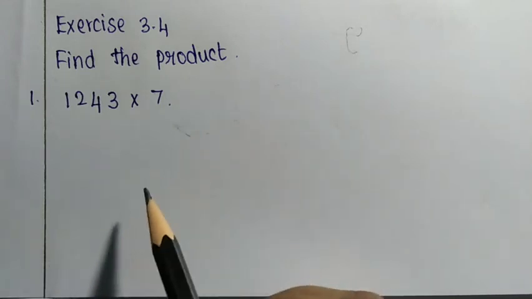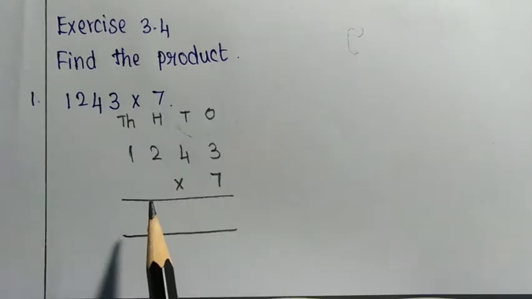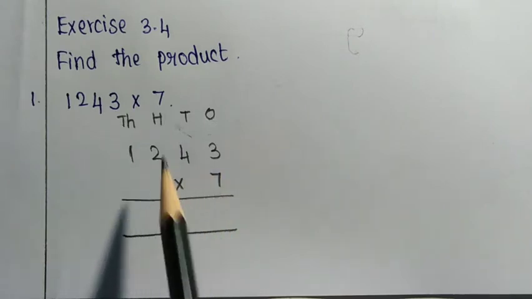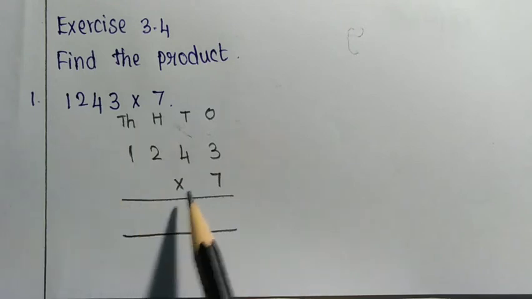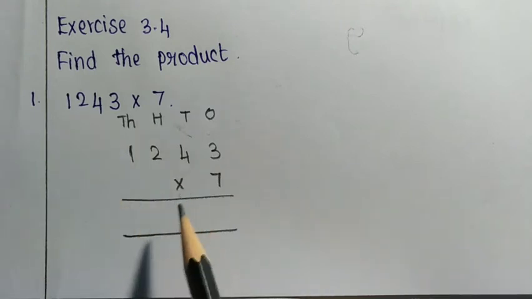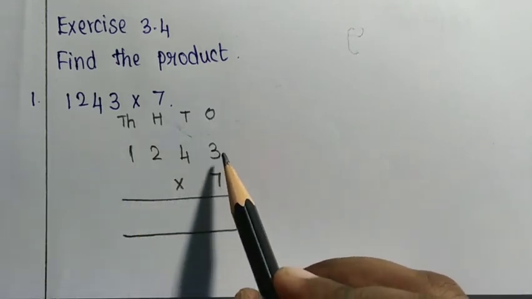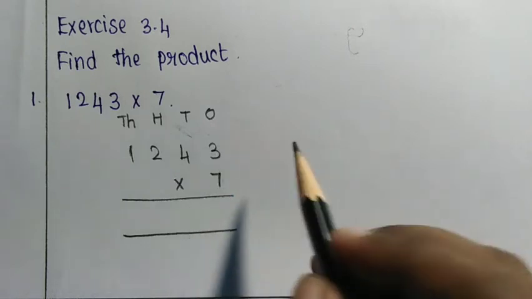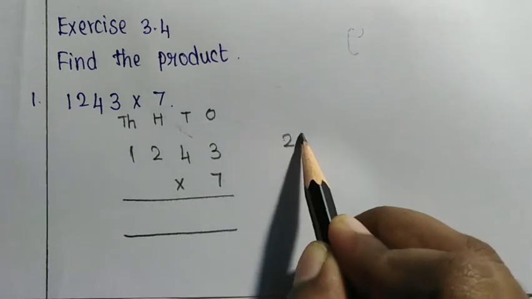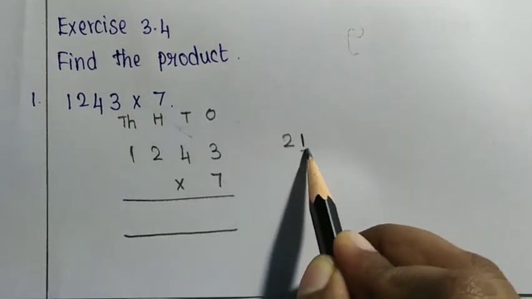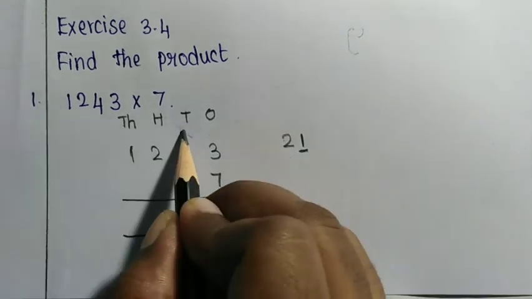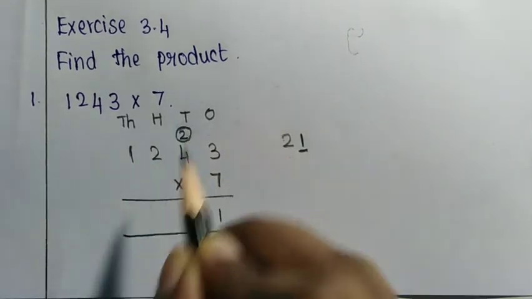First, let us write them in columns. Here we have written the multiplicand and the multiplier in columns. We have mentioned the place value and the multiplication symbol also. First, let us start multiplying from the ones place. 3 sevens are 21. Let us write 21 over here. So this one will be written here and 2 will go as the carryover to the next position.